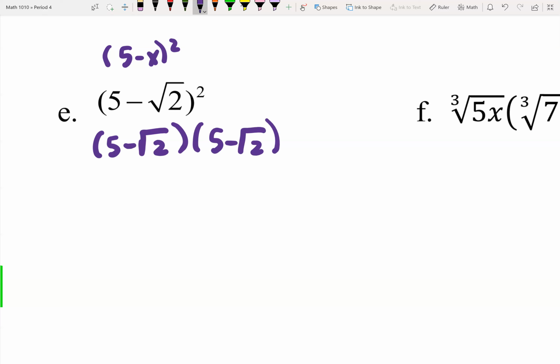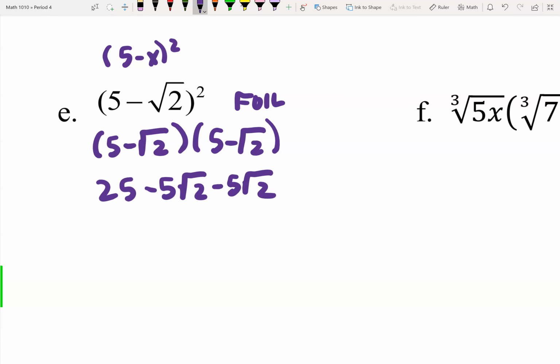What do you do now? Is it just F and L, or is it a full FOIL? It's a full FOIL. Why a full FOIL? The middle signs are not opposite. Yes, bless you. 5 times 5 is 25. 5 times a negative square root of 2 is a negative 5 square root of 2. Inside, negative square root of 2 times 5, negative 5 square root of 2. Last, negative square root of 2 times a negative square root of 2. Now you should know this answer.